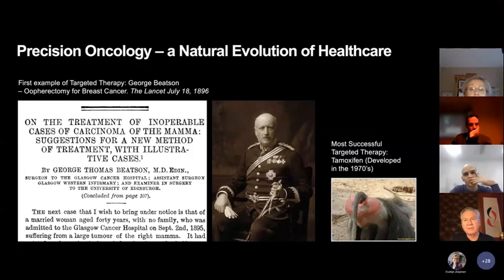So just to think back, people often have this debate about whether precision medicine or precision oncology is actually benefiting, and maybe we should go back to boiling sponges from the bottom of the ocean and bark from trees and develop drugs in that particular way. But this is just to remind people that the first example of precision oncology targeting biology was first reported in 1896. I am a little bit biased because it was reported from Glasgow and it was a surgeon, George Beatson, and he removed the ovaries of a woman with breast cancer to suppress the growth of the tumors.